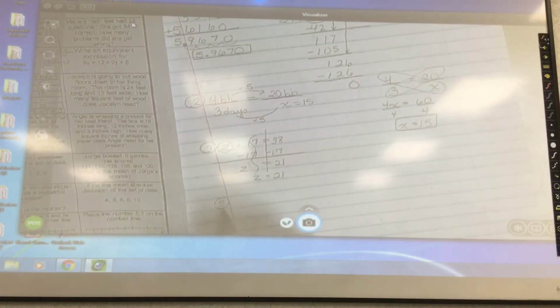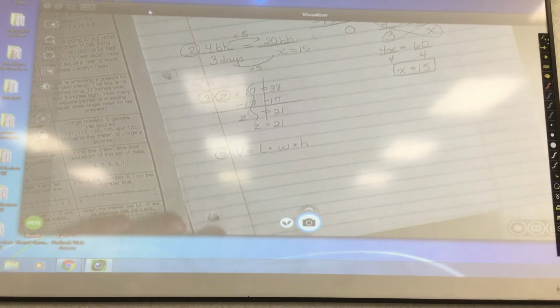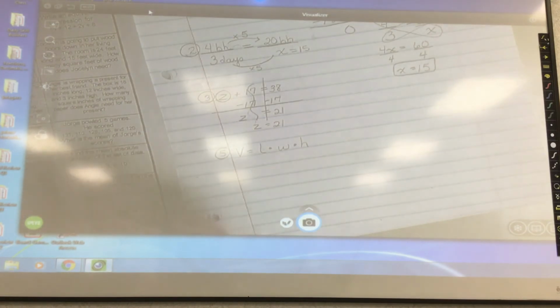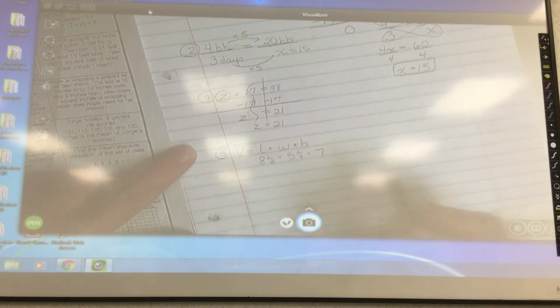You need to start by telling me how to find volume. You're going to say the formula. Volume equals length times width times height. Notice I'm using the dots and not the multiplication sign. So then I come in and I just fill it in. 8.5 times 5 1/4 times 7.